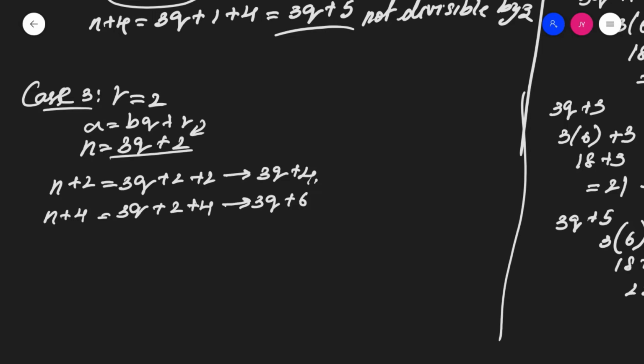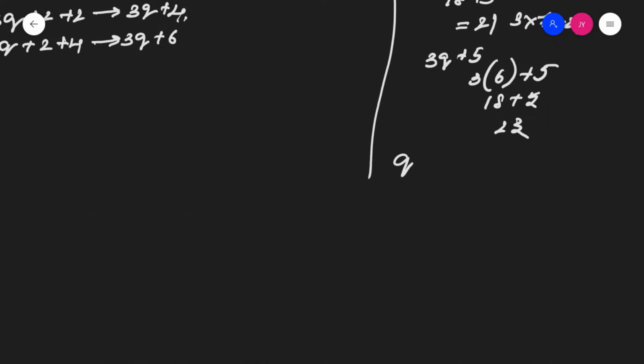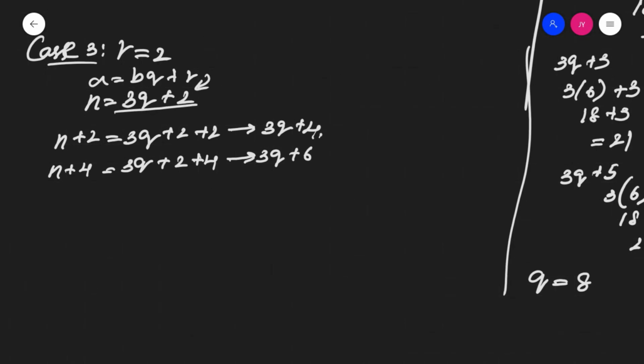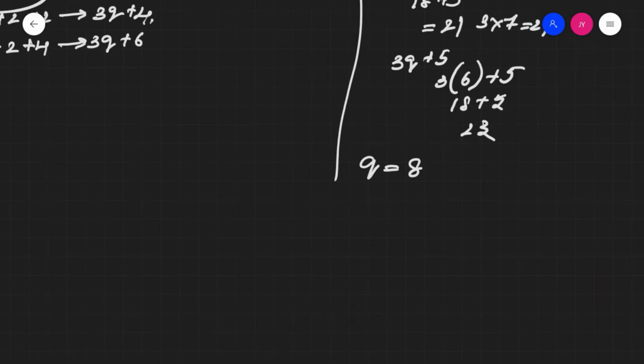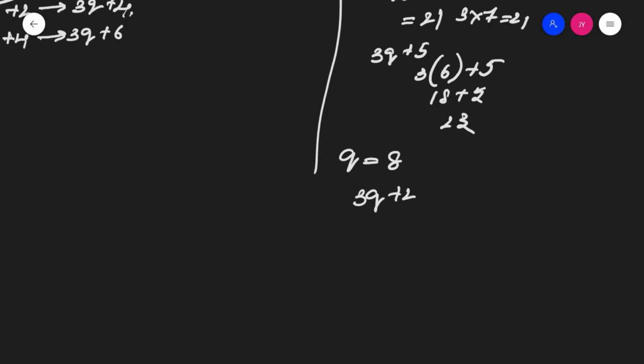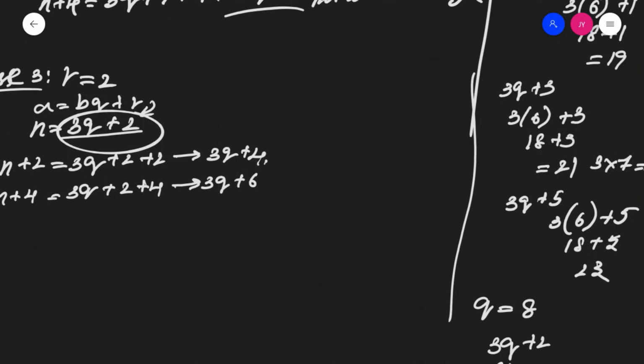So rough column again. What do you want q to be now? Let's take it as 8. So first one is 3q plus 2. q is equal to 8. So 3 eights are 24 plus 2, it's 26. Is 26 divisible by 3? No, it is not divisible by 3.